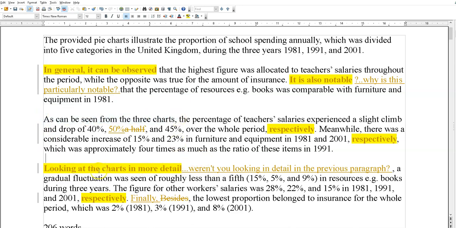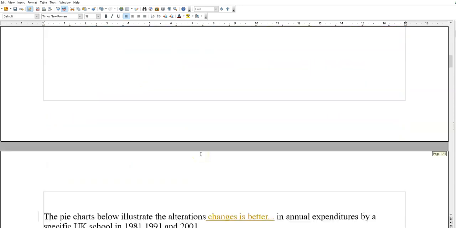Because if you do it here, looking at the charts in more detail, well, like I said, weren't you looking at them in detail here? So it's meaningless. If you want to use it, put it after the overview. So the overview, there's some key trends here. Looking at these trends in detail, but putting it here is pointless.